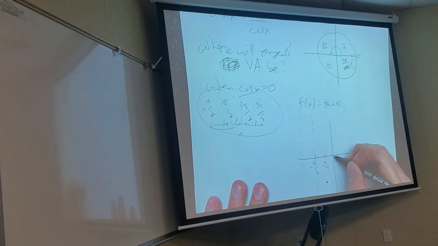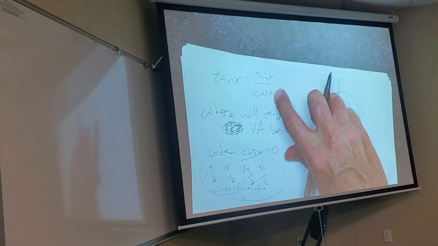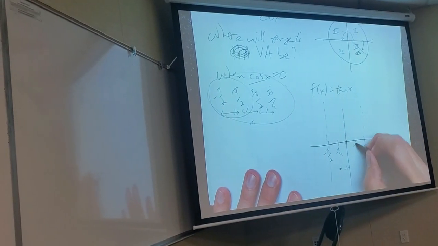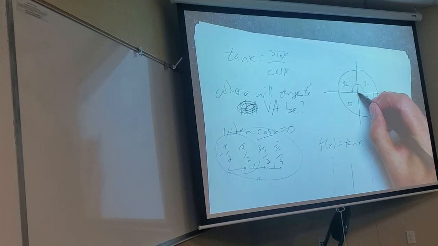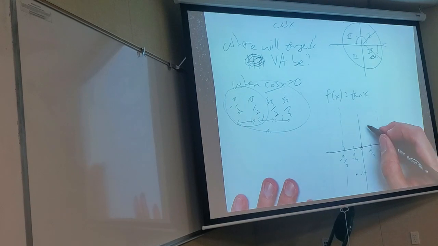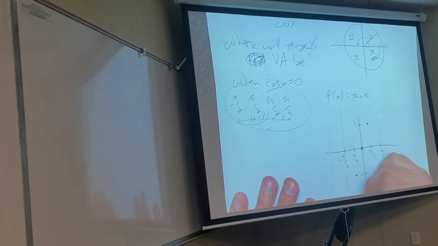At 0, what's tangent of 0? Well, what's sine of 0? 0. Cosine of 0? 1. 0 over 1, 0. At pi over 4, we already went through this, so is it going to be 1 or negative 1? 1. And then it goes to infinity. So it looks like this.